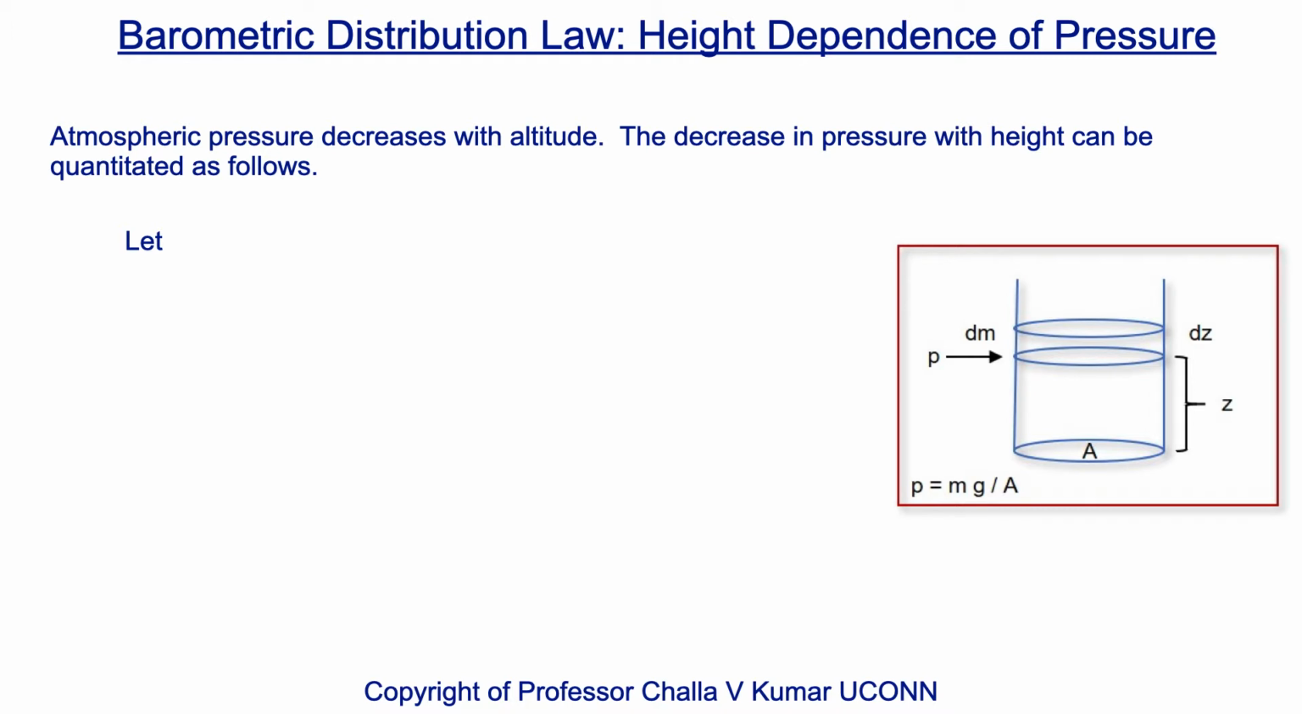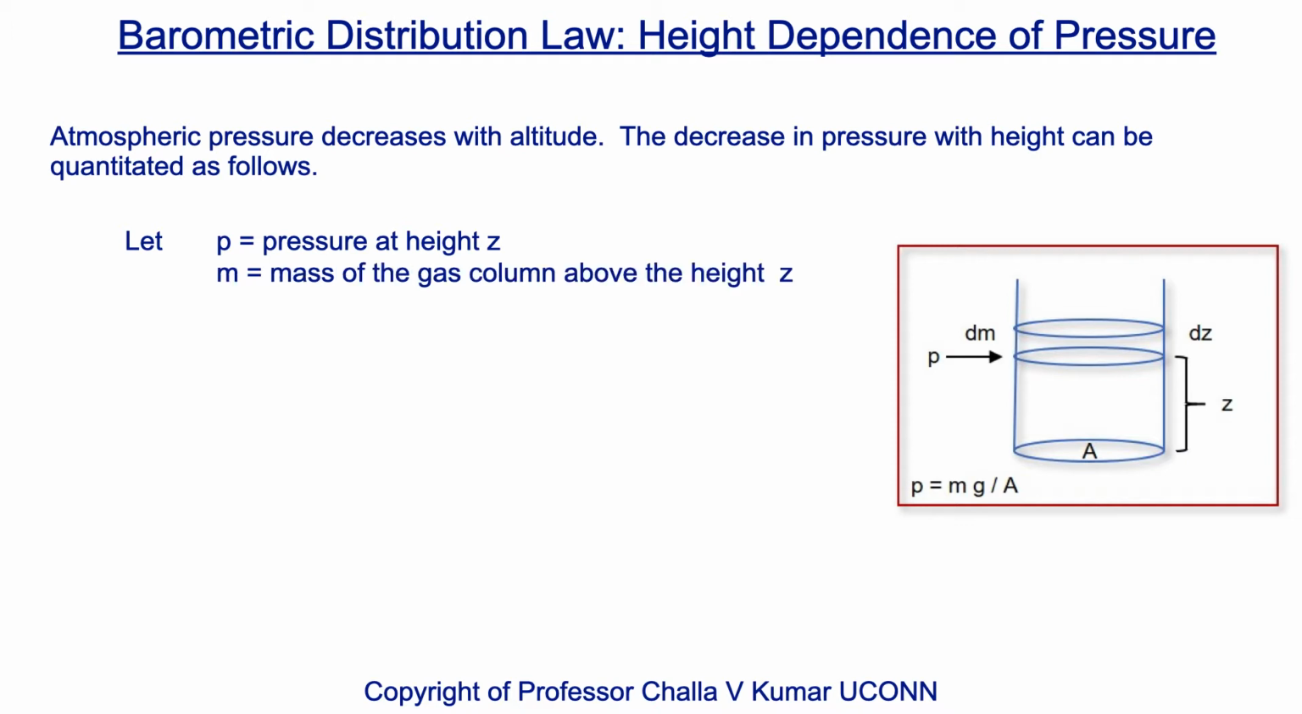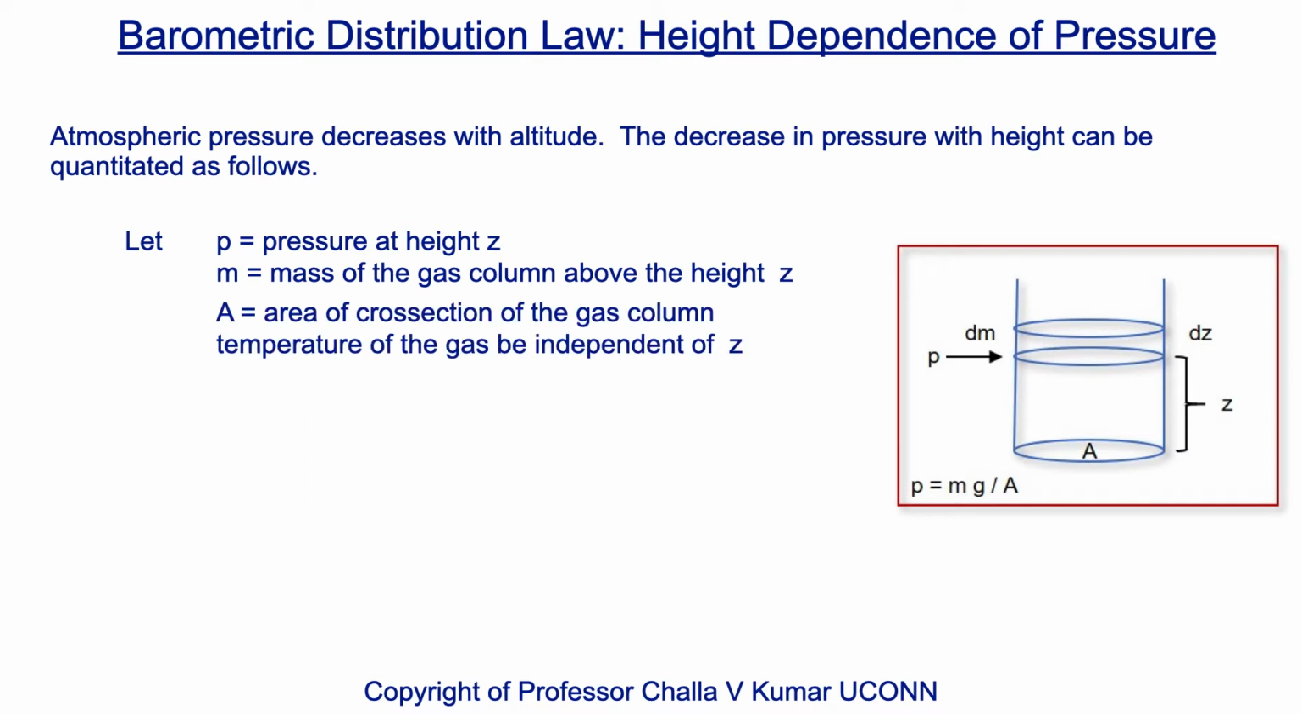As the height increases, we ask the question, what happens to the pressure? In order to compute the pressure at the height, say z plus dz, we will see that we have certain mass dm between the height z and z plus dz. So we'll assume P is the pressure at height z, and m is the mass of the gas column above the height z. And A is the area of cross section, as I mentioned before.